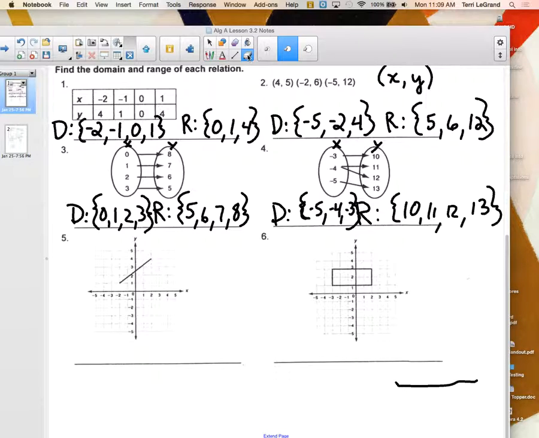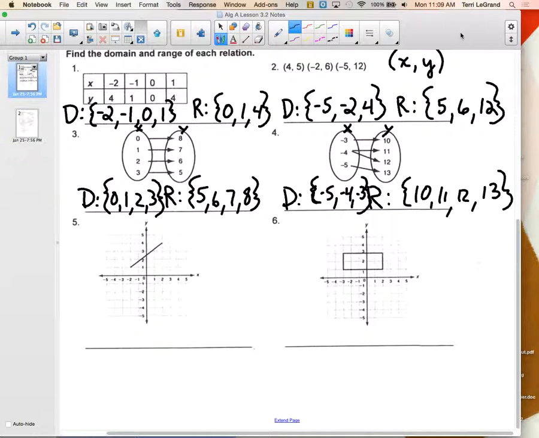So any questions on the ones that are discrete? These are discrete relations. If we were to graph them, we would have distinct points on a graph. We would not connect the points. Any questions on the discrete ones before we move on to our continuous?